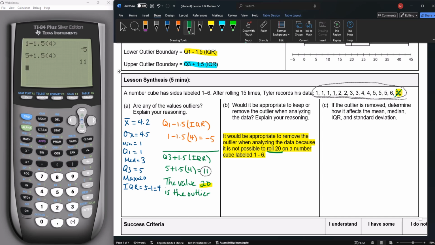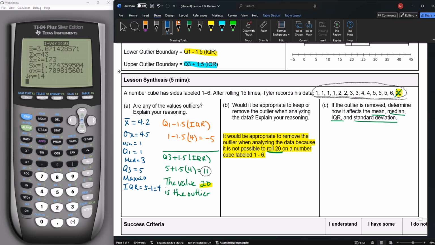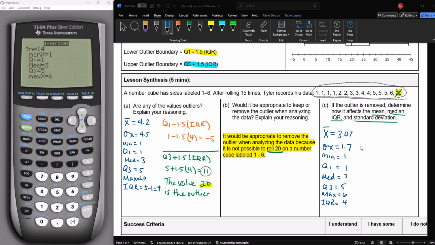So what would happen if we actually remove that 20? How would it affect the mean, the median, the IQR, and the standard deviation? If we go back into stat and edit, we can edit our list and remove that 20. You just have to press delete. Then go into stat, move to the right, and recalculate everything that we just did. So now we see how removing this outlier affects our data.